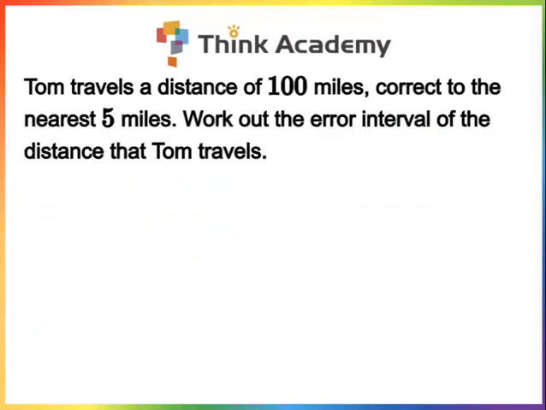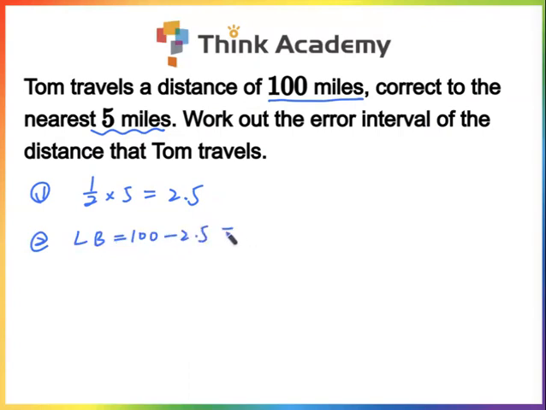Now let's look at a slightly trickier question. For this one, you can also pause the video, have a try, and we'll talk about it. Here, Tom travels a distance of 100 miles, correct to the nearest 5 miles. Work out the error interval of the distance that Tom travels. It's a little bit weird, but you do the same thing. The degree of accuracy is 5 miles, so you halve that 5 and you will get 2.5. Then to get the lower bound, you do 100 take away 2.5, which is 97.5. And for the upper bound, you do 100 plus 2.5, and that's 102.5.